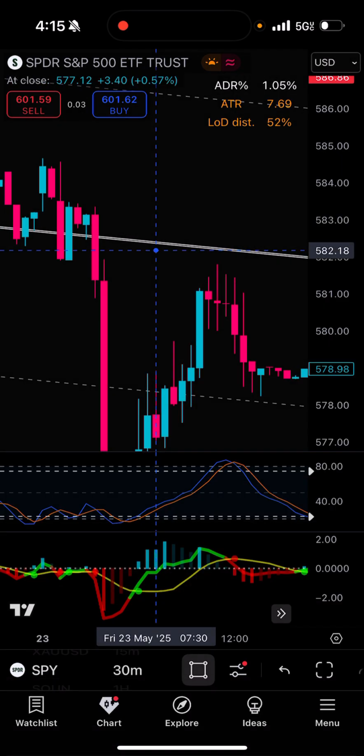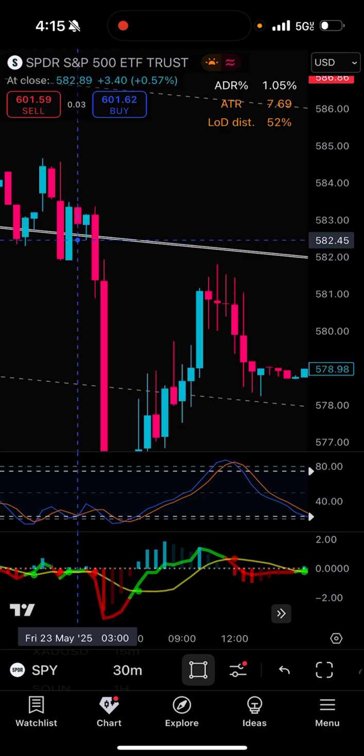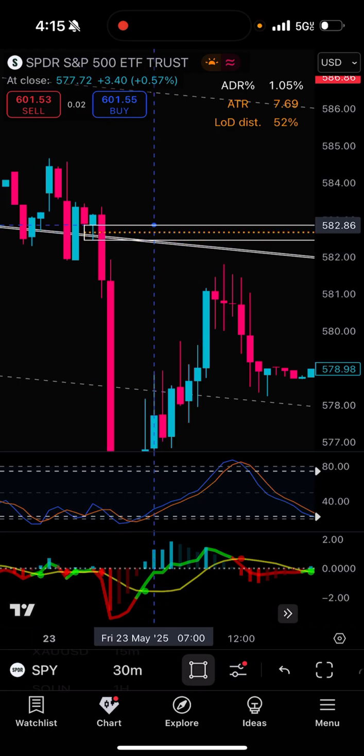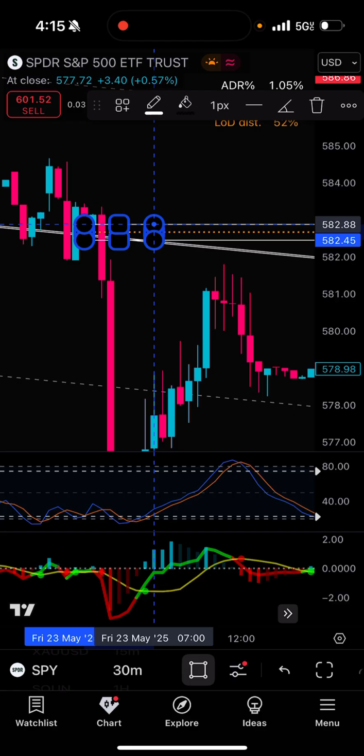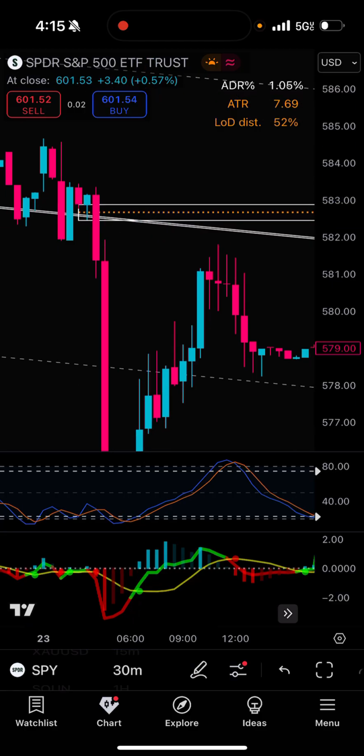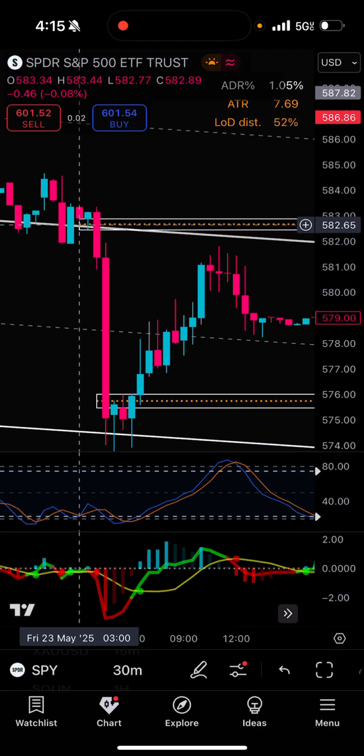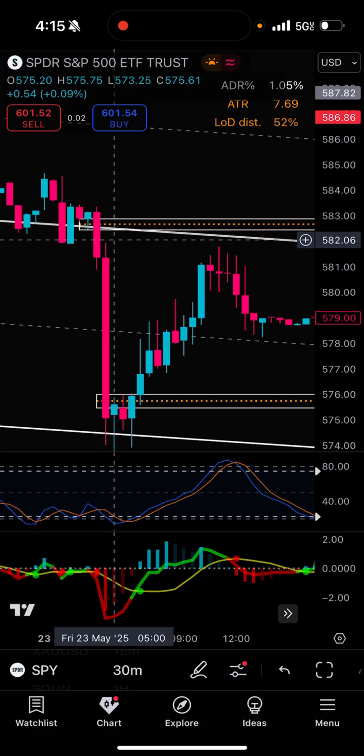Grab this, and you would have set it right here. That's the bottom of the wick, that's the top of the wick right there. Boom, that's your bearish order block. So as soon as you have a drop like this, then you retest to the upside, you take it, and then you go down.